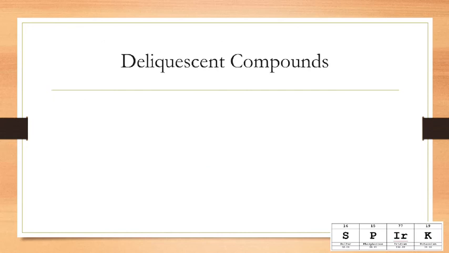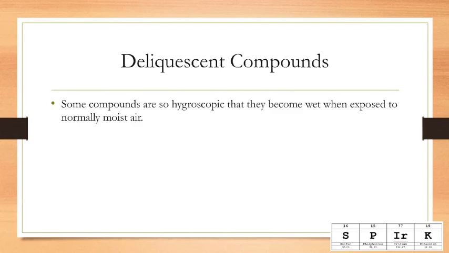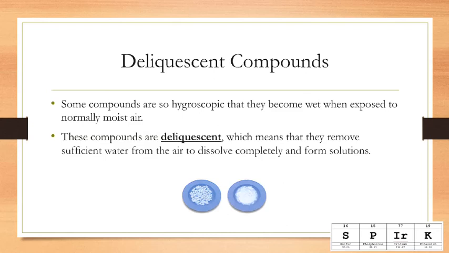Now we're going to talk about deliquescent compounds. Some compounds are so hygroscopic that they become wet when exposed to normally moist air. These compounds are deliquescent, which means that they remove sufficient water from the air to dissolve completely and form solutions. If you look at the little photo below, that is pellets of sodium hydroxide, and sodium hydroxide is deliquescent. When it sits out, it pulls the moisture out of the air and actually becomes a solution of sodium hydroxide.